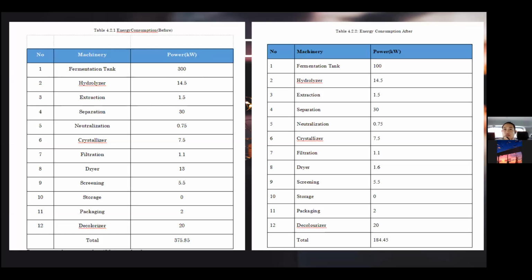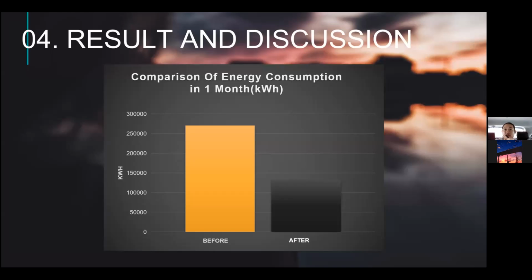This is because it needs more power to heat up the coil in the dryer to be operated. So that's why we choose a dryer that only uses 1.6 kilowatt to be operated in the energy consumption. So next will be the result discussion for comparison of energy consumption in 1 month, kilowatt hour.